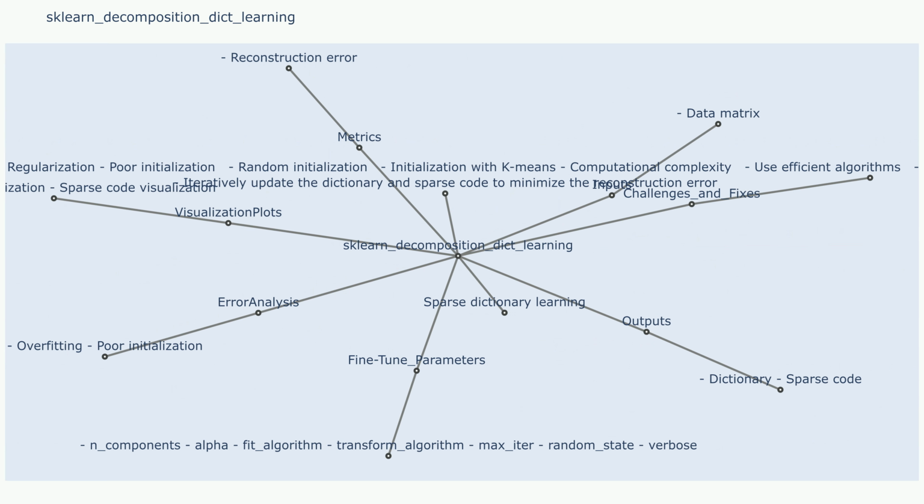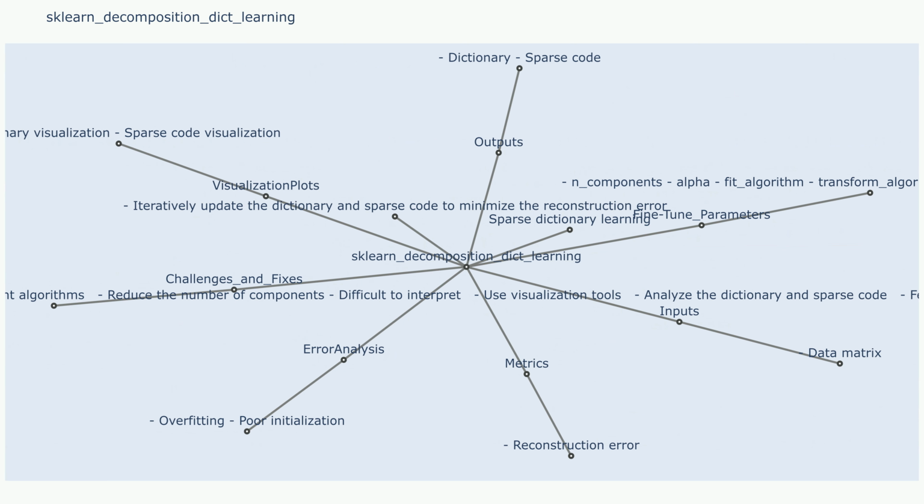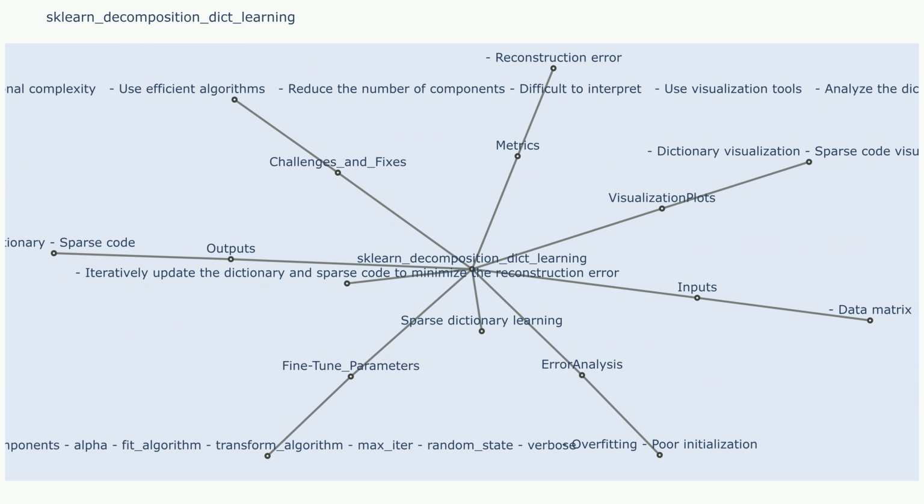Sparse coding step: given the current dictionary, the algorithm finds the sparsest code for each data point that best reconstructs it. Dictionary update step: the dictionary is updated based on the learned sparse codes, aiming to minimize the reconstruction error. Convergence: the iterations continue until the reconstruction error reaches a predefined threshold, or a maximum number of iterations is reached.